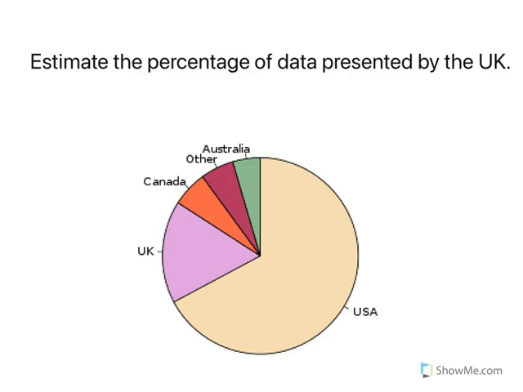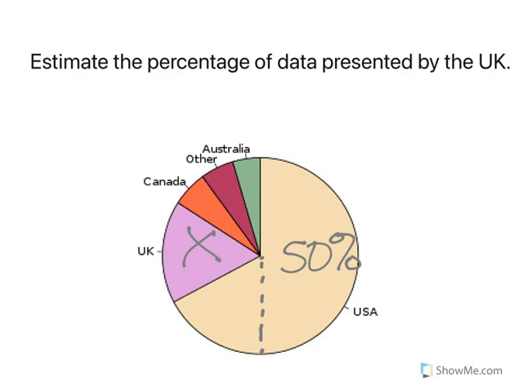And the last one is using a pie chart to estimate the percentage of data presented by the UK. So that's this group over here. Now, I'm just going to draw a line here. 50% is over here in the US, and then 50% is still the US and other countries.